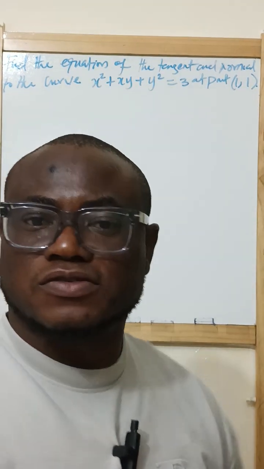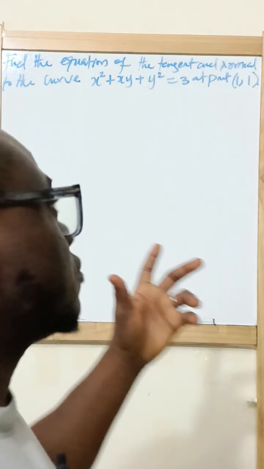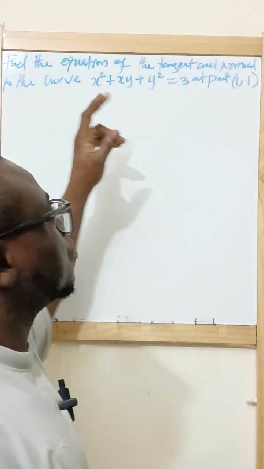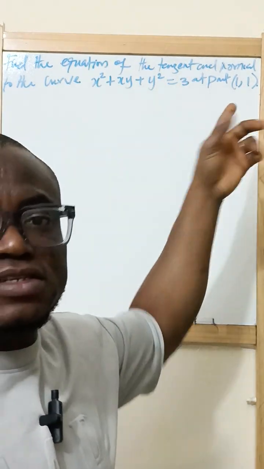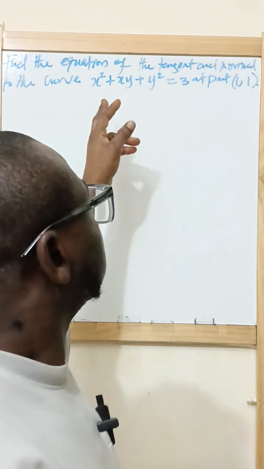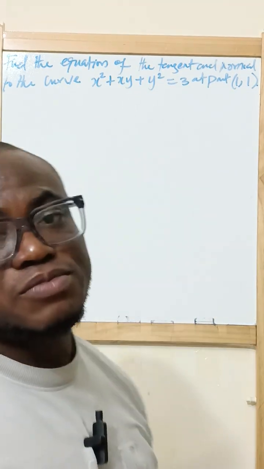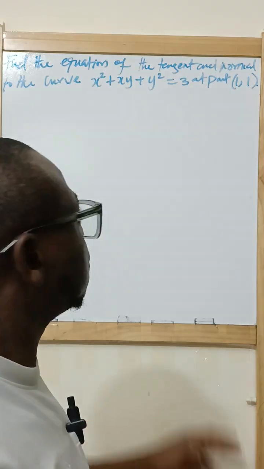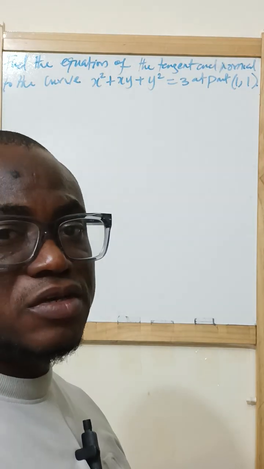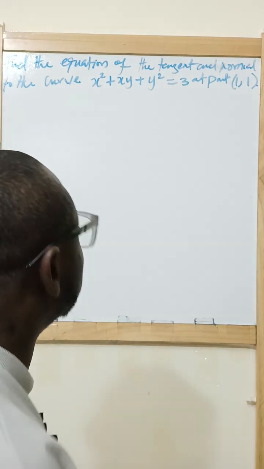So hello, good day. Today we want to look at this question. It says we should look for the equation of the tangent and normal to this curve, x squared plus xy plus y squared equals 3, at the point (1, 1). Okay, so we go by the same procedure.